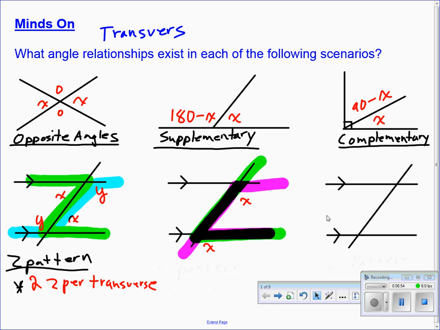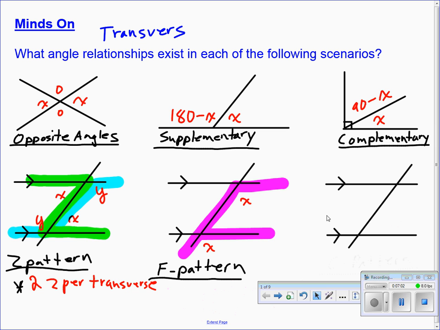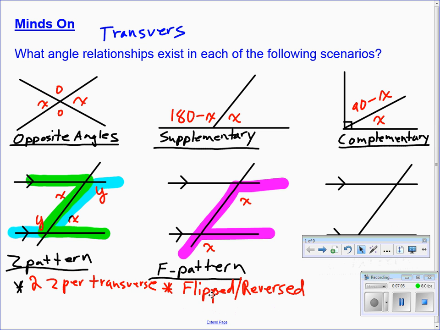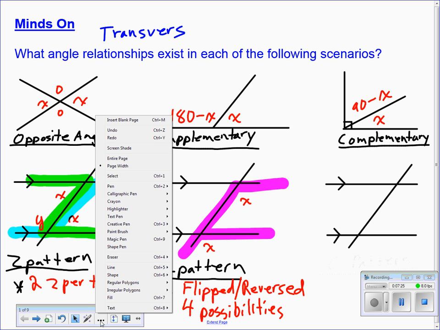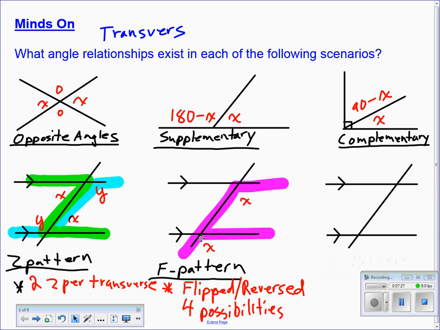Now, with the F pattern, this is what you need to know. The F pattern can be flipped and reversed to find more possibilities, and altogether there are usually 4 possibilities because of how the F pattern can be flipped. Now, the last one that we're going to do for today is the C pattern. The C pattern basically looks like this. It looks just like a C.